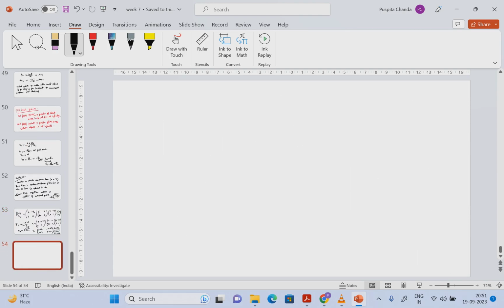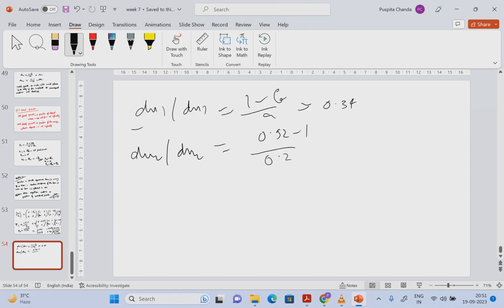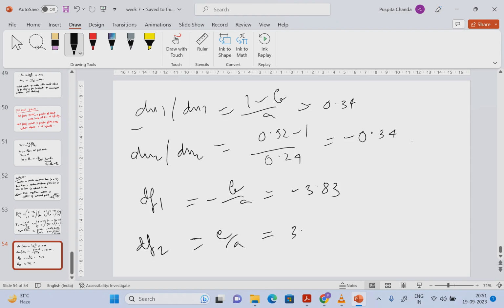Now we need to know the cardinal points. The unit plane and nodal points are the same, which is d1, d2, or dn2, (1 minus D) by A, which will be 0.34. Then (0.92 minus 1) by 0.24 will be minus 0.34. Df1 will be minus D by A, which will be minus 3.83, and Df2 will be C by A, which will be 3.833.